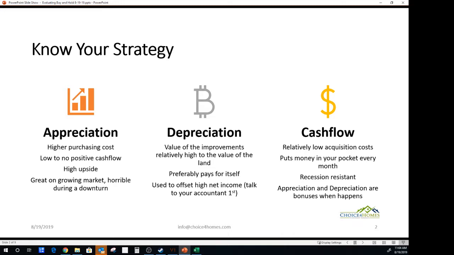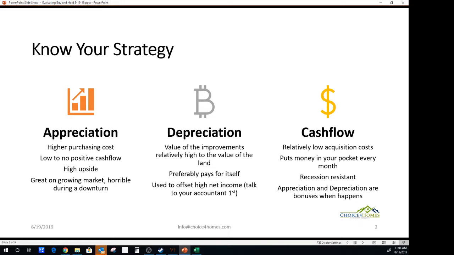What are some of the requirements for this type of portfolio? The value of the improvement on the land needs to be relatively high because you don't get to depreciate the land value. So if it's a $1 million property, you want it sitting on $200,000 of land, so you can depreciate $800,000 of it.